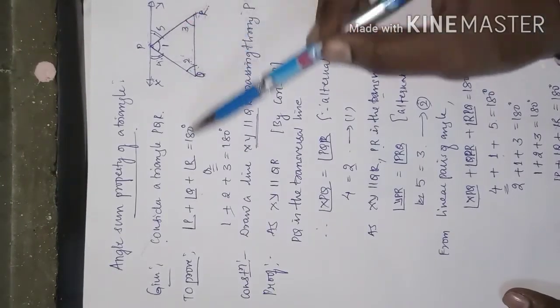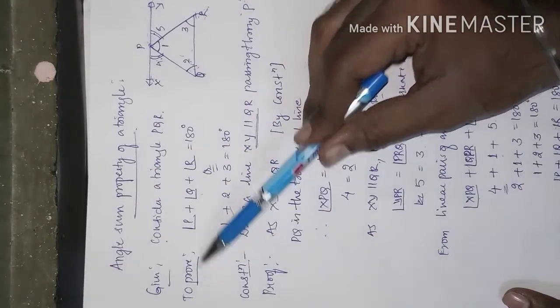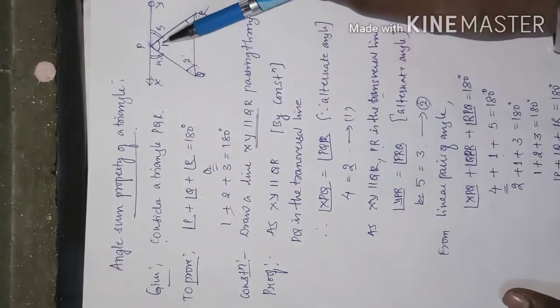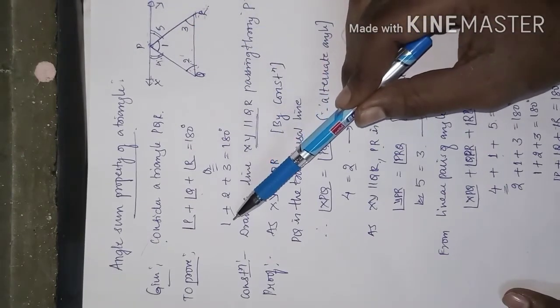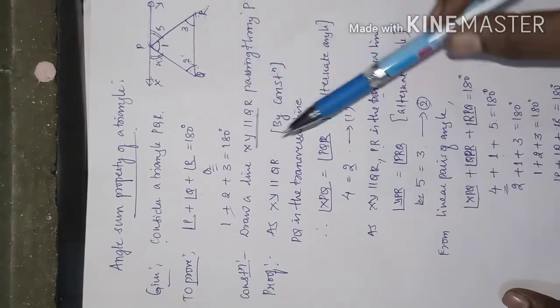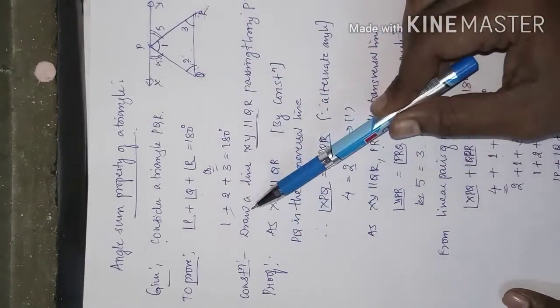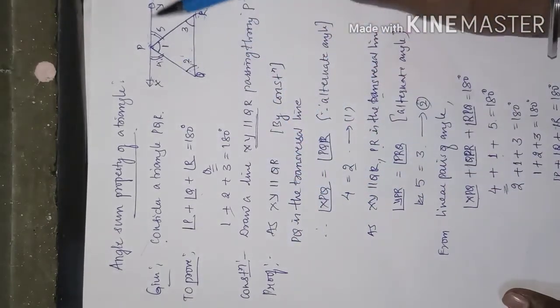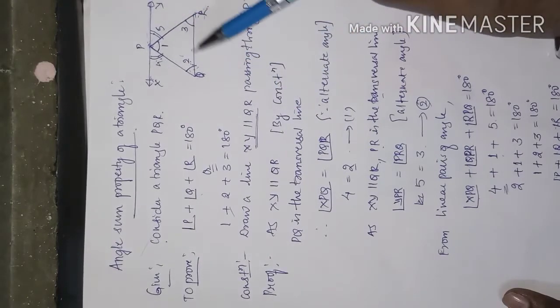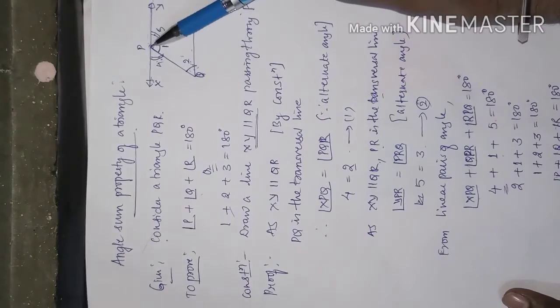We have to prove that angle P plus angle Q plus angle R is equal to 180 degrees. Now you can write it numerically as angle 1 plus angle 2 plus angle 3 is equal to 180 degrees. Construction part: draw a line XY parallel to QR, passing through P.